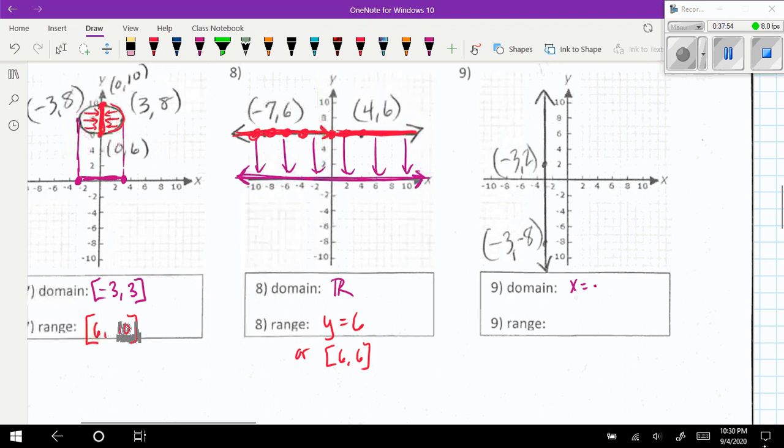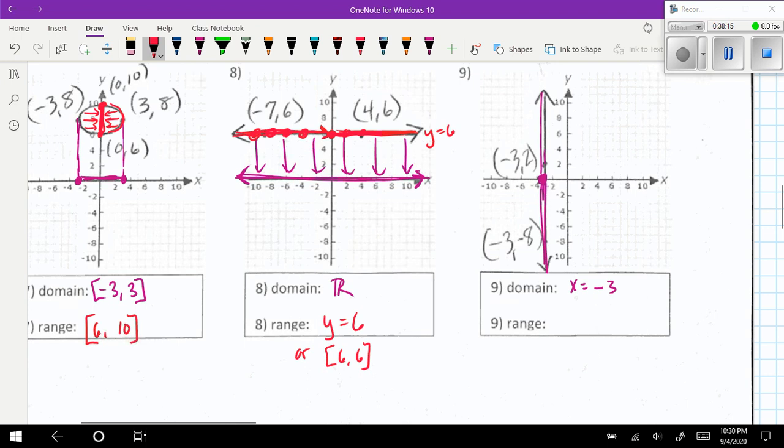-3. Okay, just like all these points come down and they just slam on -3. All these points go up and they slam on -3. It's just -3. Matter of fact, that's the equation of that line, x equals -3. Just like back over here, the equation of this line is y equals 6.